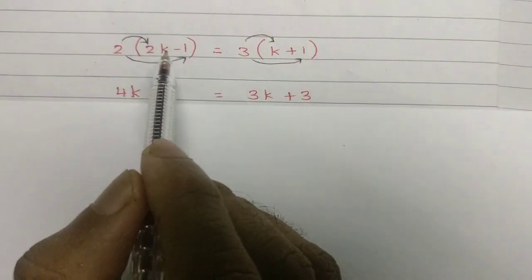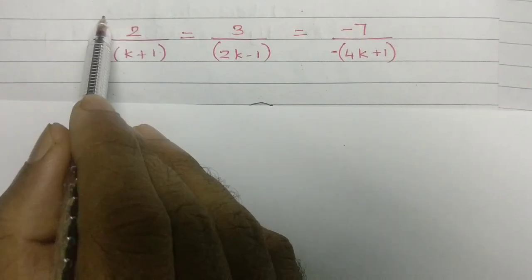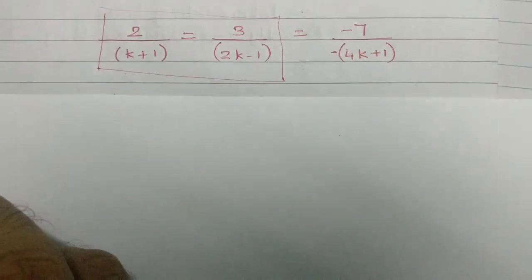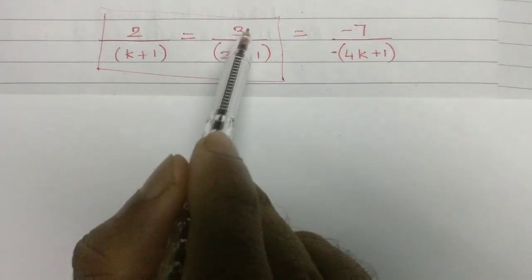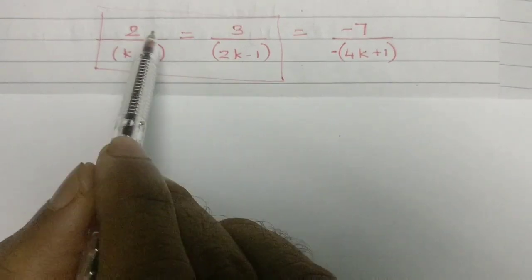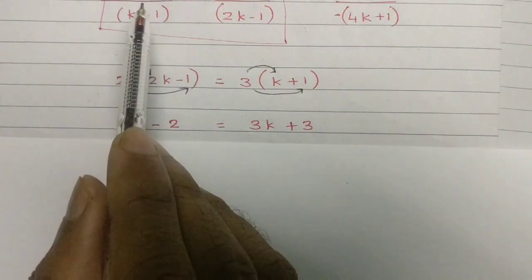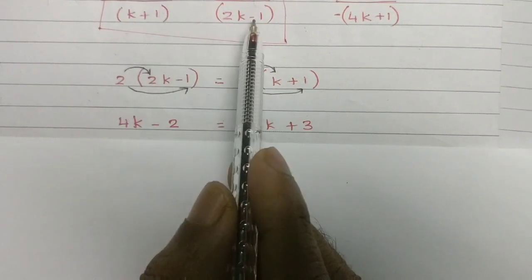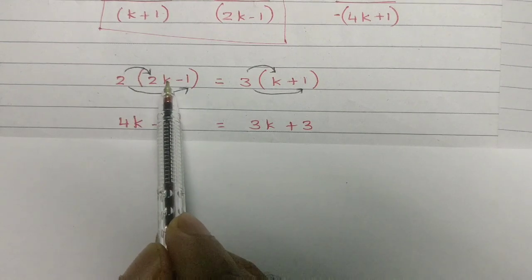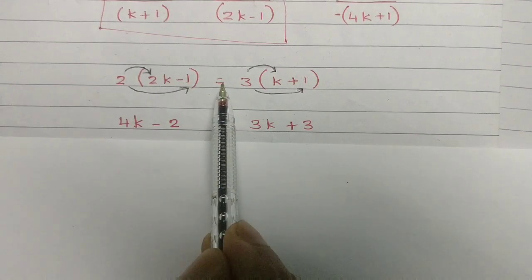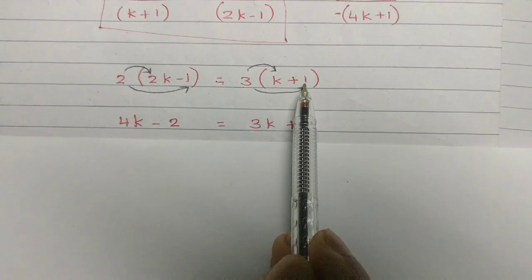So what I've done is, since this is equivalent, I have just taken this part, which is 2 upon k plus 1 is equal to 3 upon 2k minus 1, and cross multiplied it. So when I'm cross multiplying, this would be 2, which was on top, multiplied by 2k minus 1 together. So 2 into 2k minus 1 is equal to 3 multiplied by k plus 1.